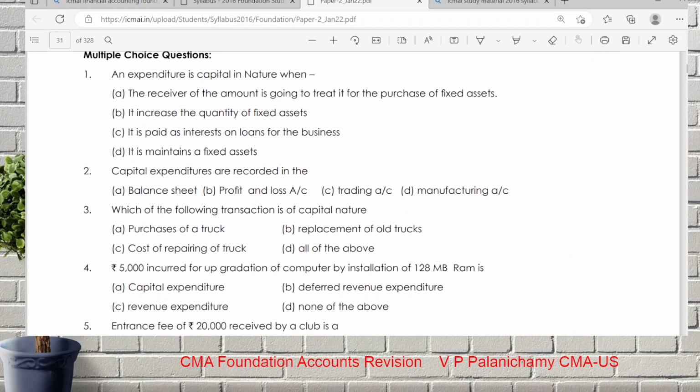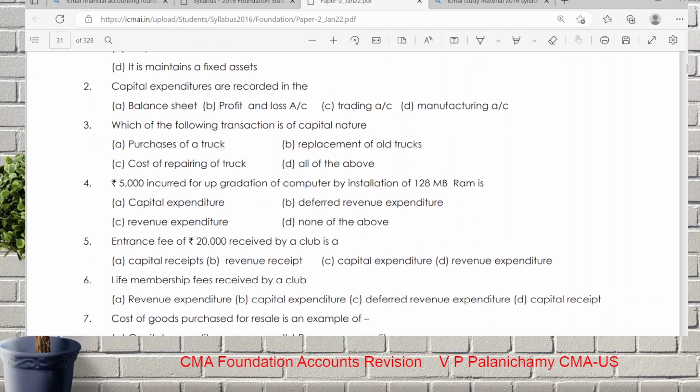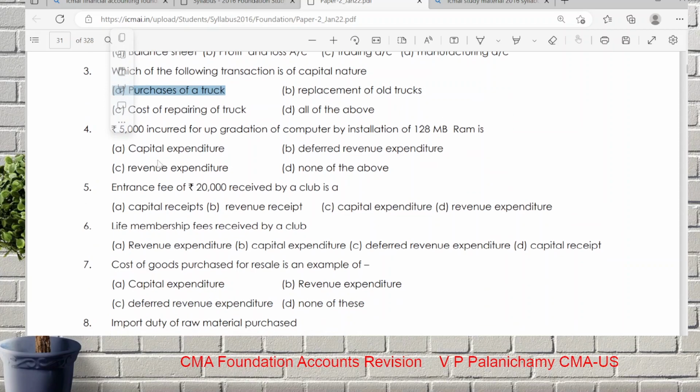For example, an expenditure is capital nature when increase in quantity of which one? Fixed asset. Capital expenditures are recorded in balance sheet. Which of the following is of capital nature? Purchase of truck, replacement of truck, cost of repairing the truck, all of the above. Purchase of the truck than capital nature.